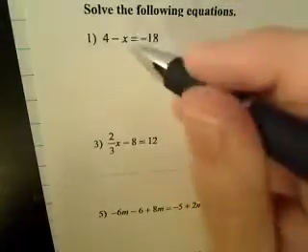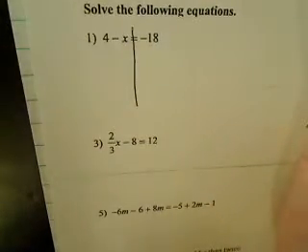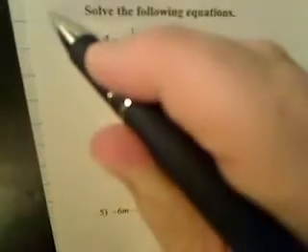This is a two-step equation. I like to draw a line down just to keep the two sides apart. Remember, when you're doing the multi-step equations, you want to use the steps.